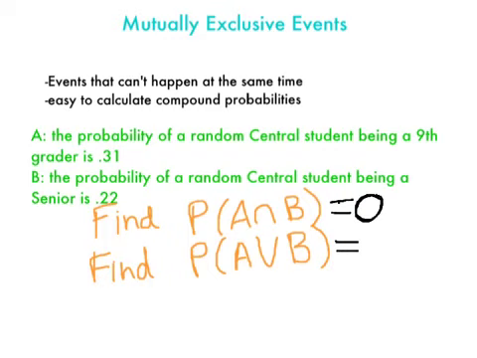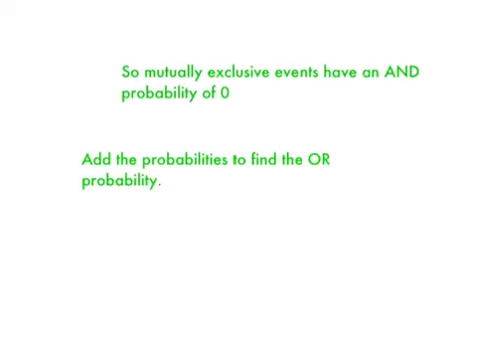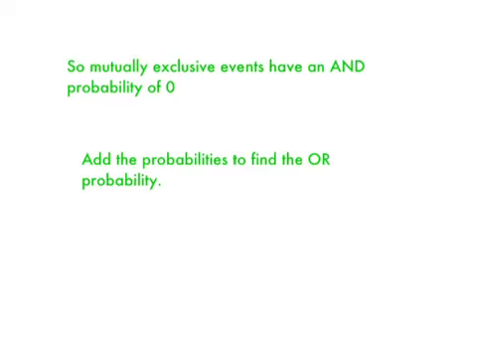However, when we find the probability of something or something else happening, it's also very simple. All you have to do is add the two. You have to say, okay, well, there's 31% are ninth graders, 22% are 12th graders, so you just add the two up. It's going to be 0.53 or 53%. So here's the rules. Mutually exclusive events have an and probability of 0, and they have an or probability of whatever you get when you add the two different things up.